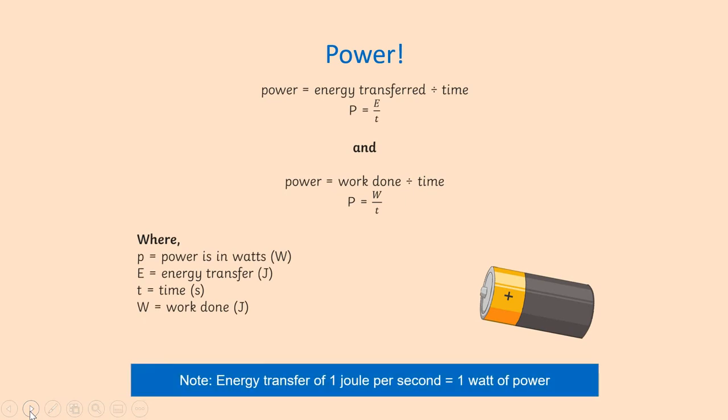Here is the equation we use to work out power. So it's power equals energy transferred divided by time. Power is measured in watts, which we use the symbol capital W. Energy transferred is measured in joules, which is a capital J for the units. And time is measured in seconds, and we use a lowercase s for seconds.